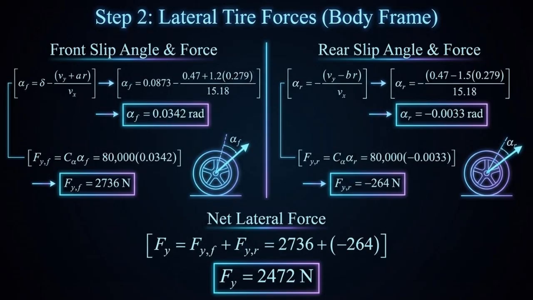Because the vehicle now has side slip and yaw, both axles develop slip angles. The front slip angle, alpha F, equals 0.0342 radians, coming from steering input minus the side slip effect. The rear slip angle, alpha R, equals minus 0.0033 radians, caused by axle geometry. Using cornering stiffness, these angles generate a front lateral force of 2,736 newtons and a rear lateral force of minus 264 newtons. Together, they produce a total lateral force, Fy, equals 2,472 newtons.